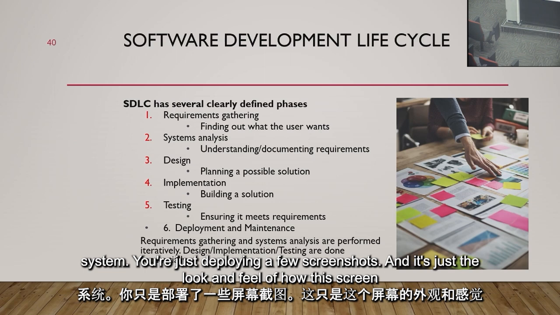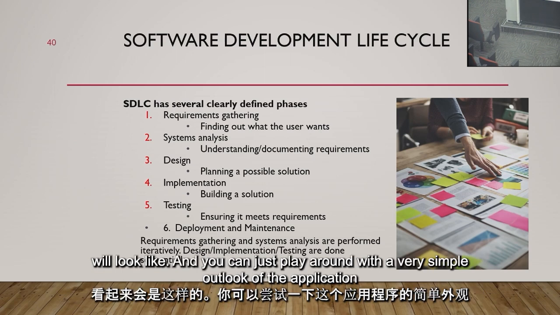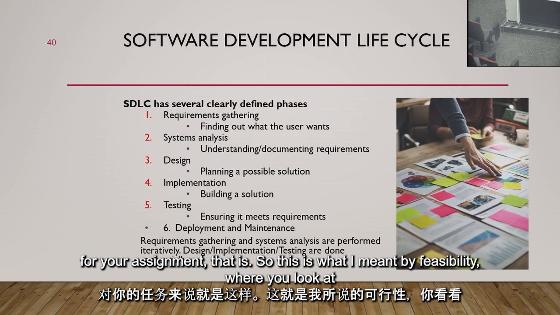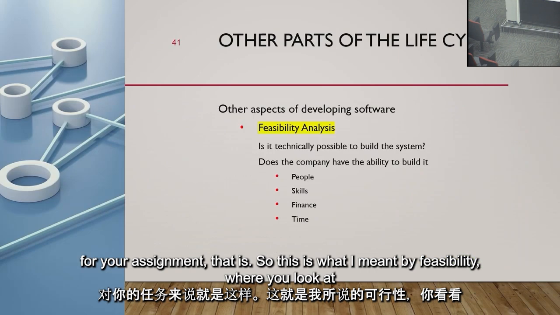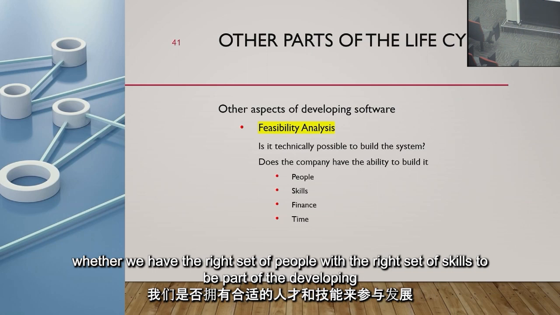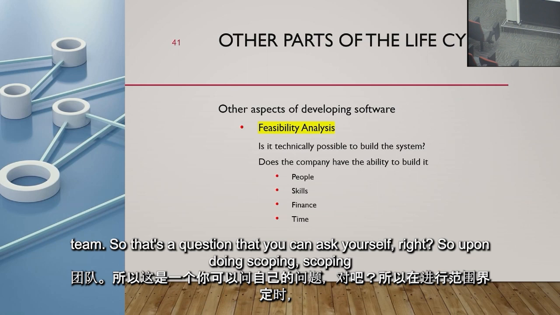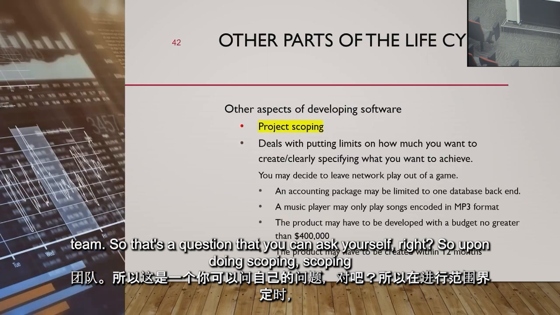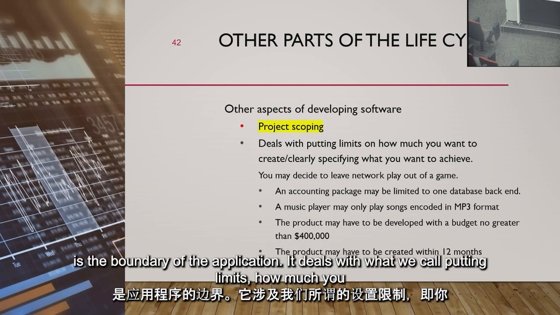And it's just the look and feel of how this screen will look like, right? And you can just play around with a very simple outlook of the application. For your assignment, that is, right? So this is what I meant by feasibility, where you look at whether or not it is technically possible to build. That could come into the question of whether we have the right set of people with the right set of skills to be part of the developing team. So that's a question that you can ask yourself, right? So upon doing scoping, scoping is the boundary of the application.